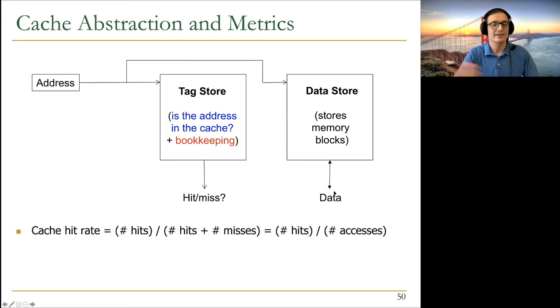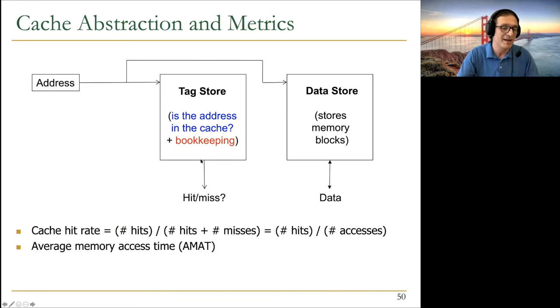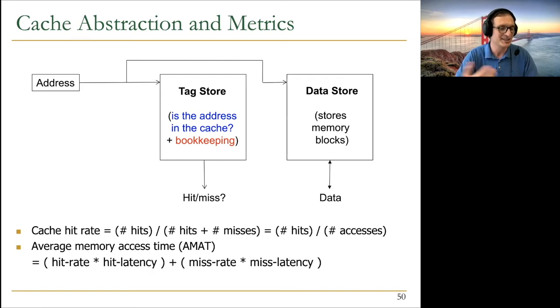Okay, and we discussed, you can calculate the cache hit rate. It's really the number of hits divided by the number of accesses to this level. And average memory access time, we kind of calculated earlier. It's the hit rate times hit latency plus miss rate times miss latency. So these are some metrics that you may be interested in, that we may cover at some point.